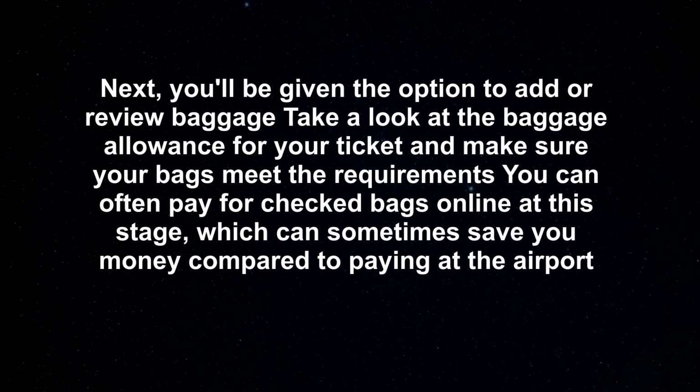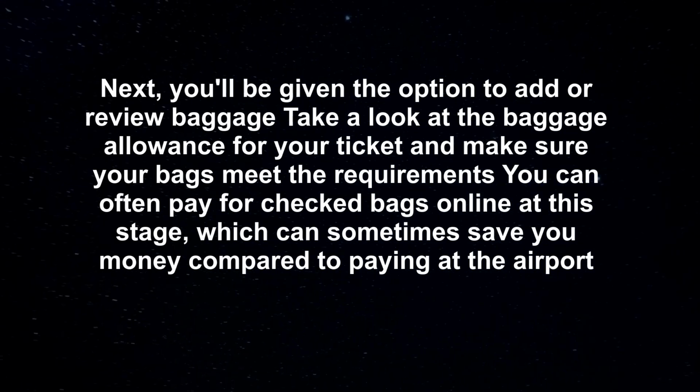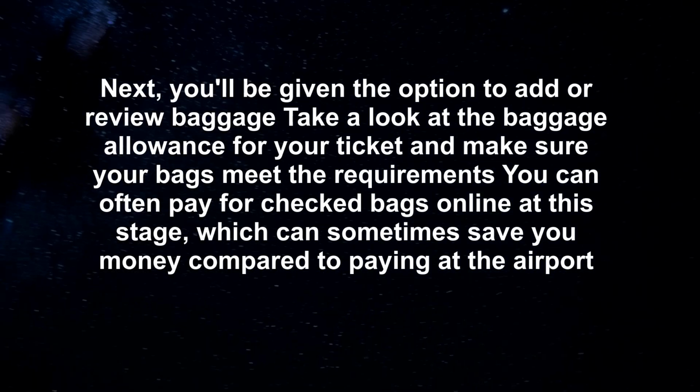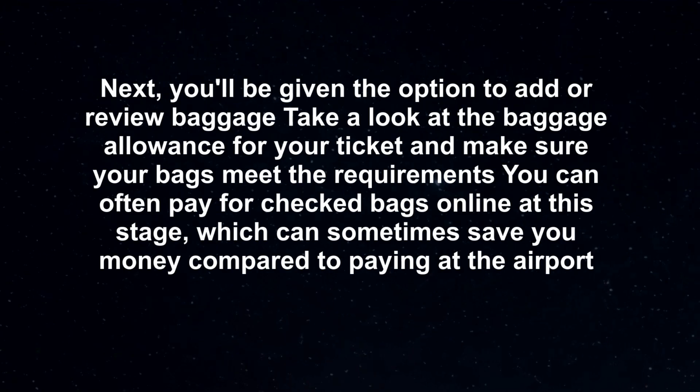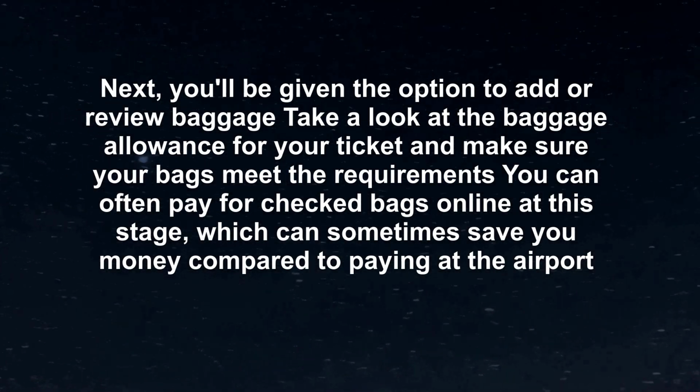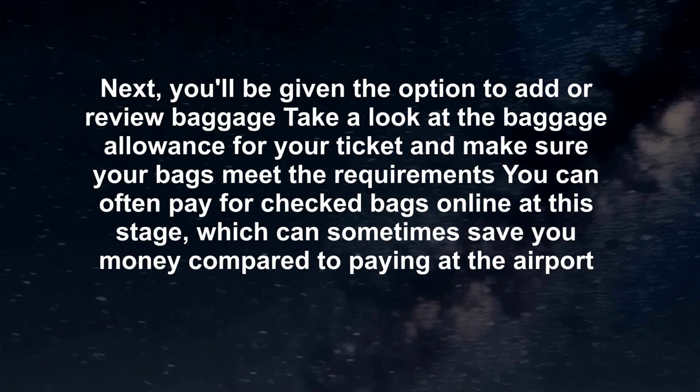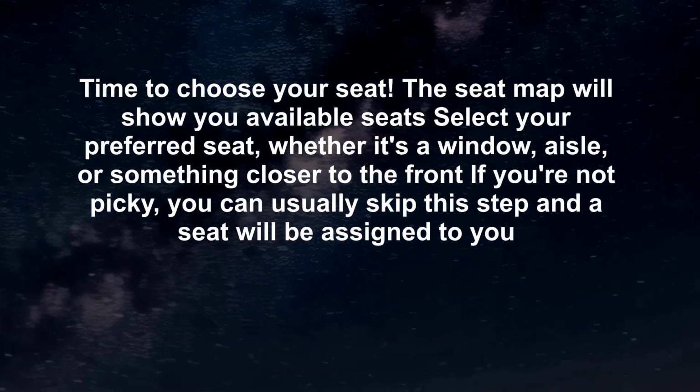Next, you'll be given the option to add or review baggage. Take a look at the baggage allowance for your ticket and make sure your bags meet the requirements. You can often pay for checked bags online at this stage, which can sometimes save you money compared to paying at the airport. Time to choose your seat.